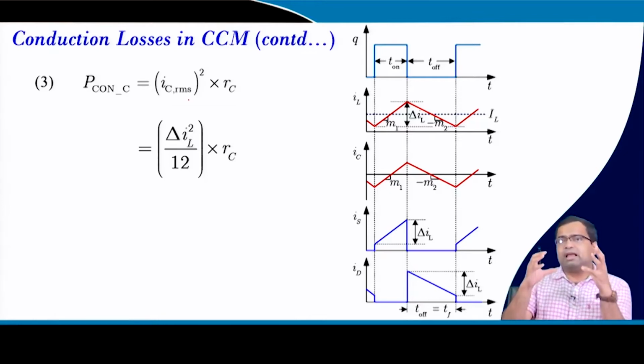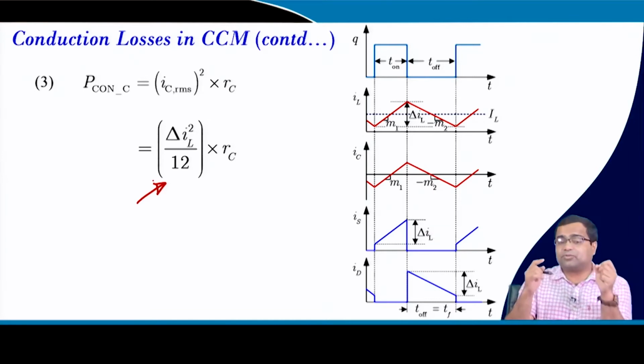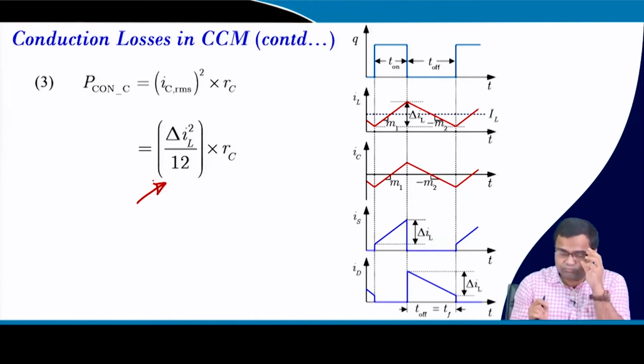Then if you take the conduction loss of the capacitor ESR, the capacitor average current is 0, so it only has a ripple current, and its RMS value will be simply delta I_L squared by 12, and that into RC will be the conduction loss due to the ESR.